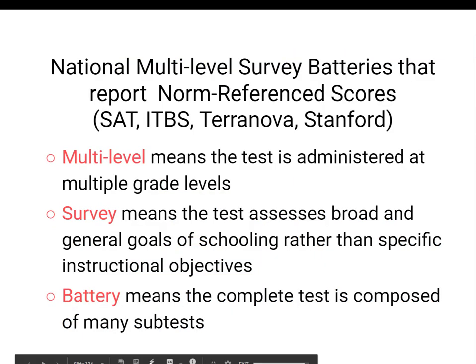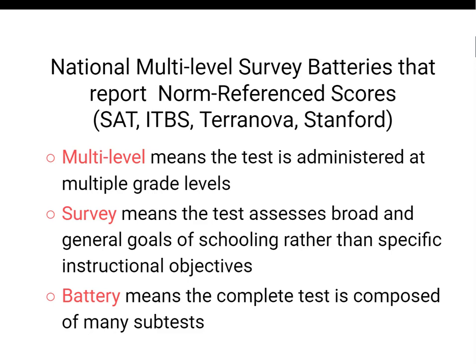There are different types of norm reference tests that you might see, and I just want to mention this very briefly. You might see multi-level norm reference tests, which means that the tests are administered at multiple grade levels. This is something like the New York State's tests that the students take, starting in 3rd grade. They take them again in 4th grade, and 5th grade, and 6th grade, and 7th grade, and so on.